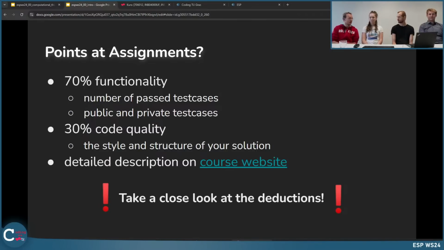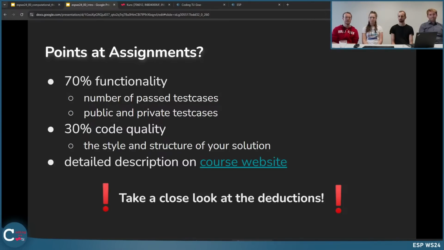And programming is not just about writing a program that works. There it's much more. It's really important that your code is written in a nice way, that you can read the code, that you can understand the code, that you maybe extend it, that you can implement new things in your code. And this is really important, and you need this also for your further career. So we also have 30% for code quality.